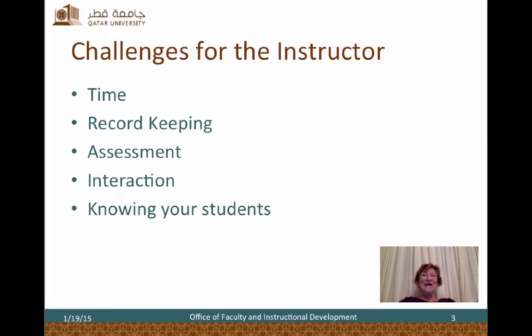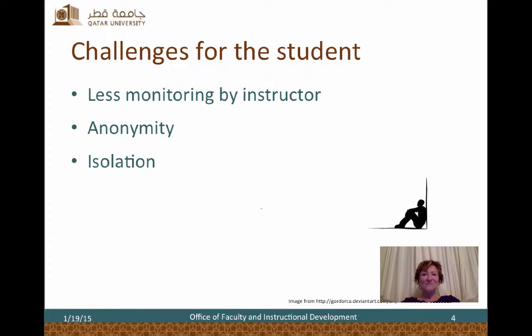Now, we know that large classrooms have many challenges for the instructor. For example, you don't have any time. Everything takes so much time. There's so much record keeping. Assessment is hard, particularly formative assessment, because it is difficult to get to each student to just find out what they are learning. It is also hard to get interaction going with all of your students and to know your students, which always makes teaching easier.